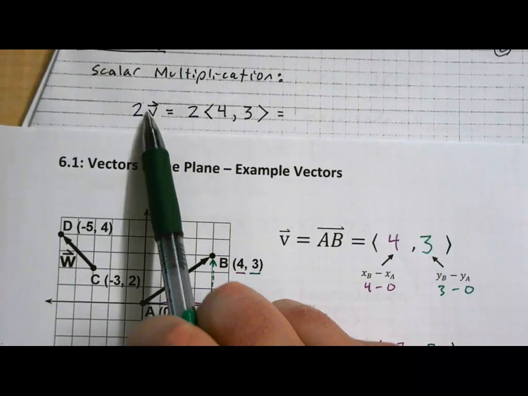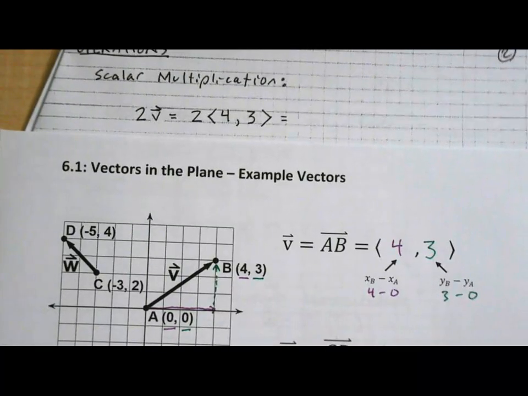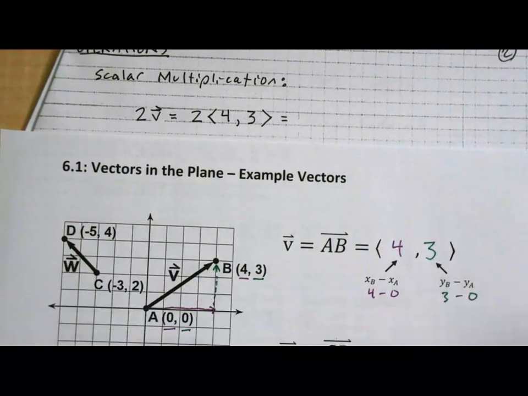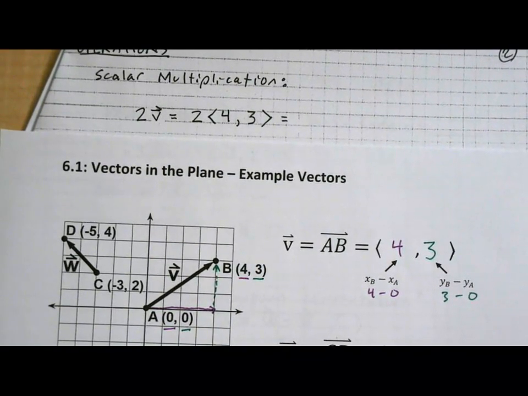So when I see that little arrow over top of something, I'm going to say in my head that's vector v. On this sheet here we have vector v and vector w. Okay, don't start referring to them as just v or w. Make sure you're putting that vector in front of it. That is going to help you out later on.